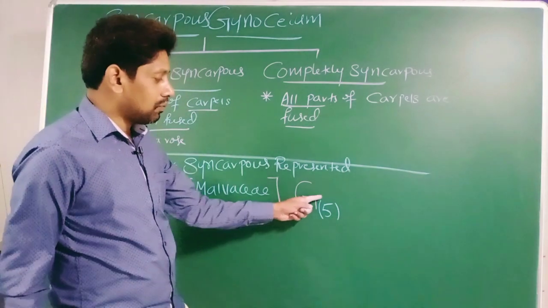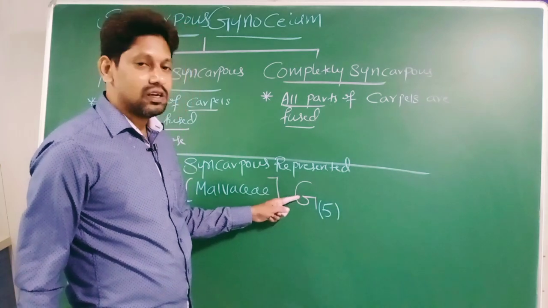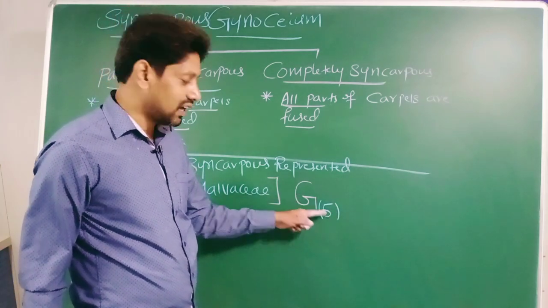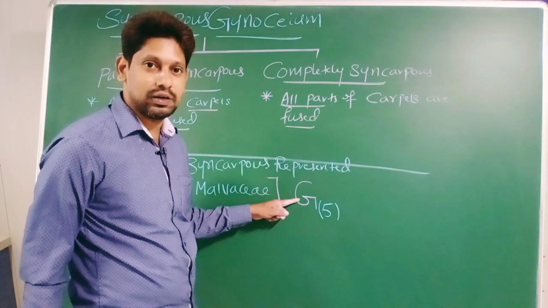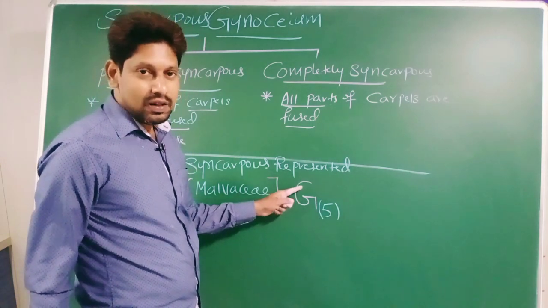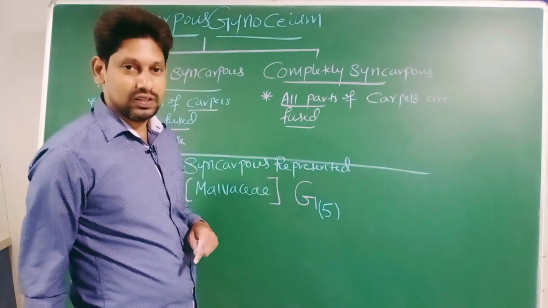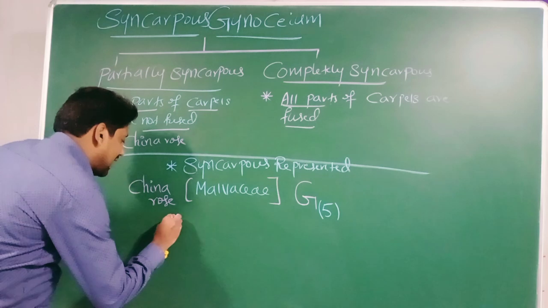Therefore, Syncarpus inside the bracket. Therefore, G, 5 with bracket. What does it indicate? G stands for Gynecium. In China rose, 5 carpels are present in the Gynecium. These 5 carpels are fused, so inside the bracket. Is it okay?